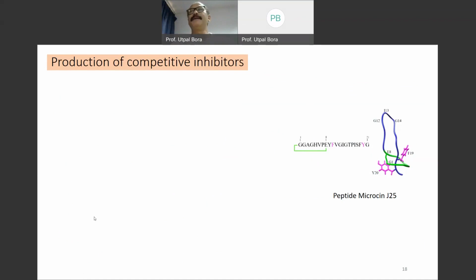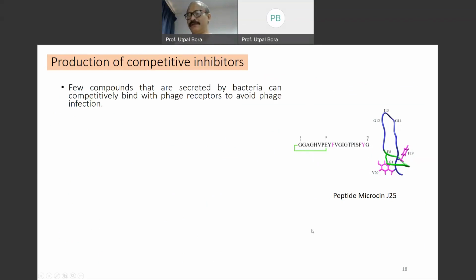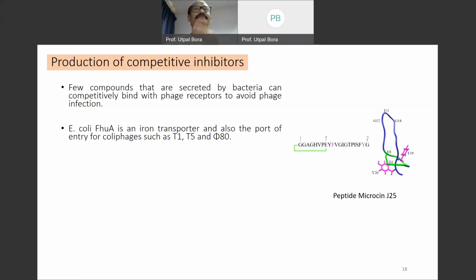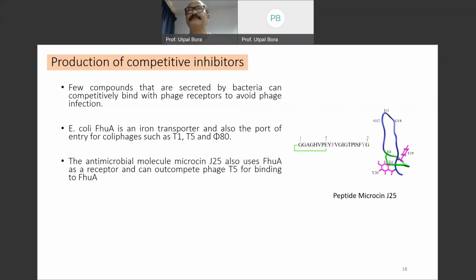You can see here a peptide with this particular structure over here and sequence over here. So, a few compounds that are secreted by bacteria can competitively bind with phage receptors to avoid phage infection. E. coli FhuA is an iron transporter and also the port of entry for coliphages such as T1, T5, etc. The antimicrobial molecule microcin J25, which is a peptide, also uses FhuA as a receptor and can outcompete phage T5 for binding to FhuA.